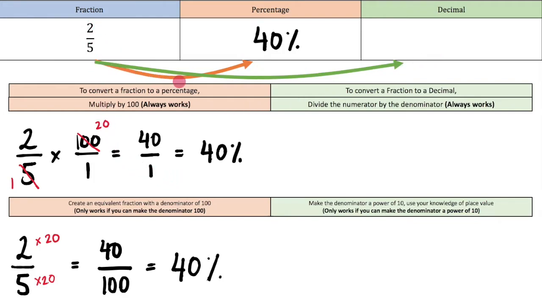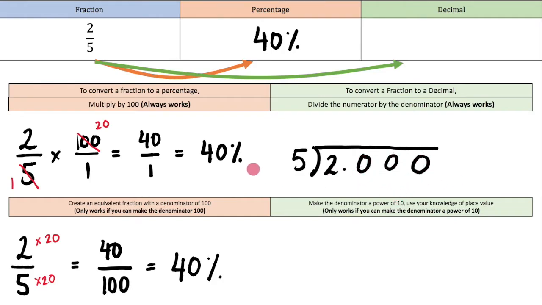So this is this green line right here, and this green instructions will tell us how to take a fraction and make it into a decimal. So it says to convert a fraction to a decimal, divide the numerator by the denominator. And this is always going to work. So that means I'm going to go 5 divided by 2.000. I'm just putting a whole bunch of zeros there just in case. Let's now perform this division.